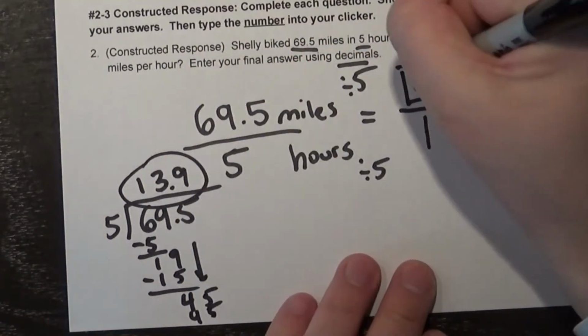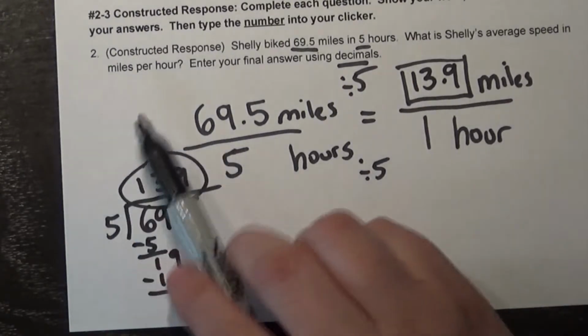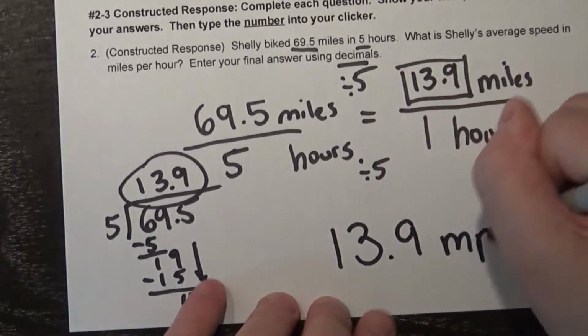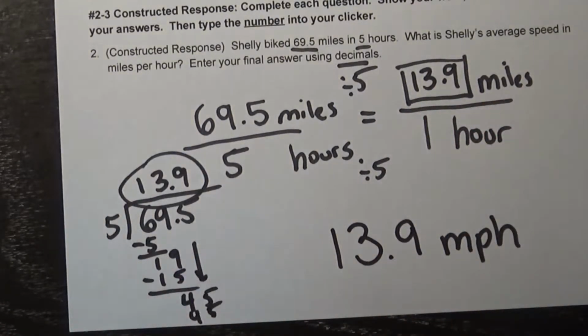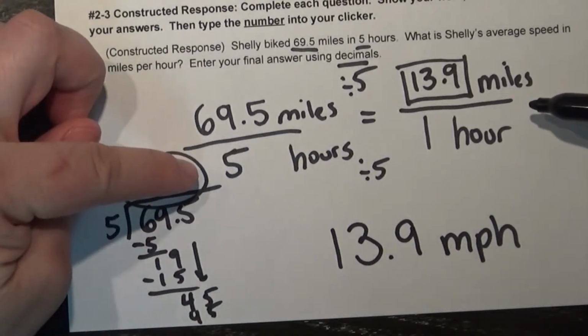So it says, what's the average speed in miles per hour? The average speed is 13 and 9/10 miles per hour. Pretty easy stuff. Again, if you don't like the idea of ratios, what we're really doing is taking our miles divided by our hours, and that gives us our unit rate over here. Our label of miles per hour works well. All right, there we have number 2. Again, simple division on number 2.